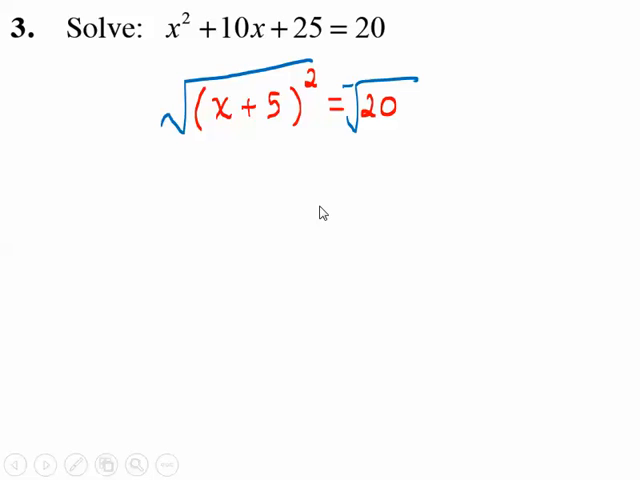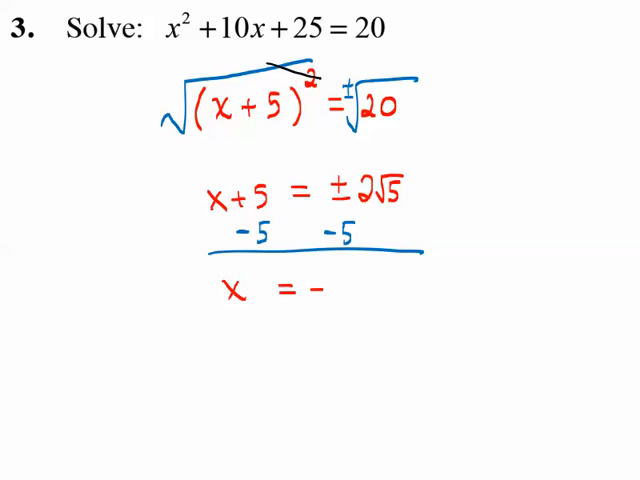Square root to both sides, plus or minus on the other side. Let's see what I got. I got x plus 5 here. Now this would be plus or minus the square root of 20. Let's see, 25 times 4... no, 4 times 5. So 2 on the outside and root 5 inside. At that point, I'm going to subtract 5. And I got myself negative 5 plus or minus 2 root 5. And again, I'm going to stop right there because that is the final answer. I cannot simplify this anymore.